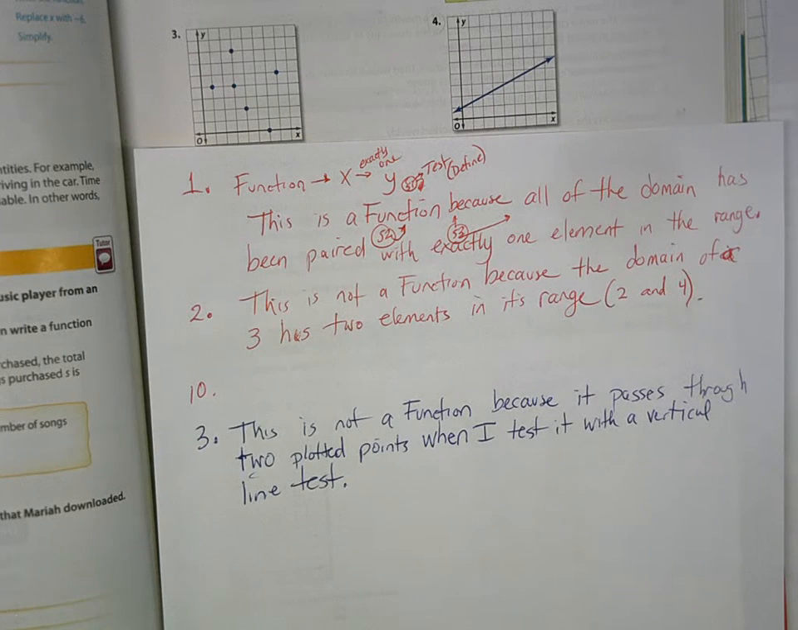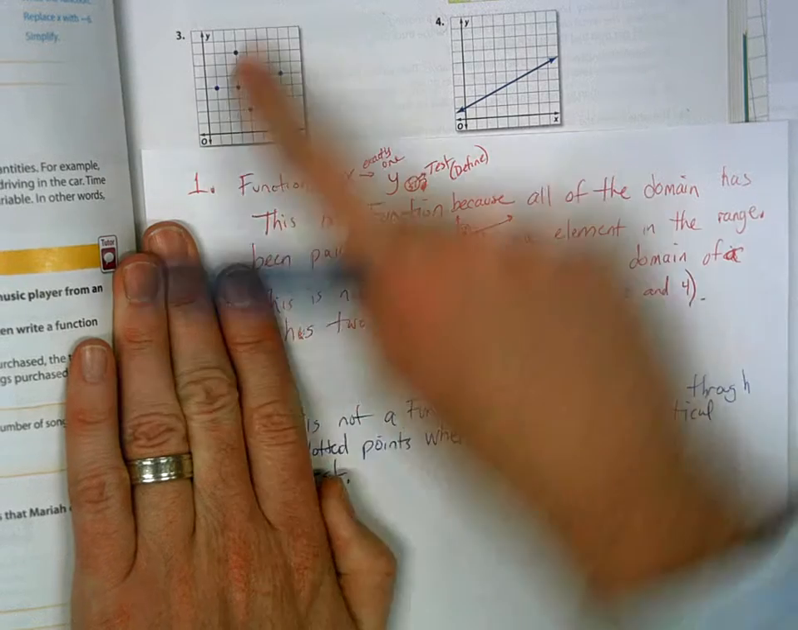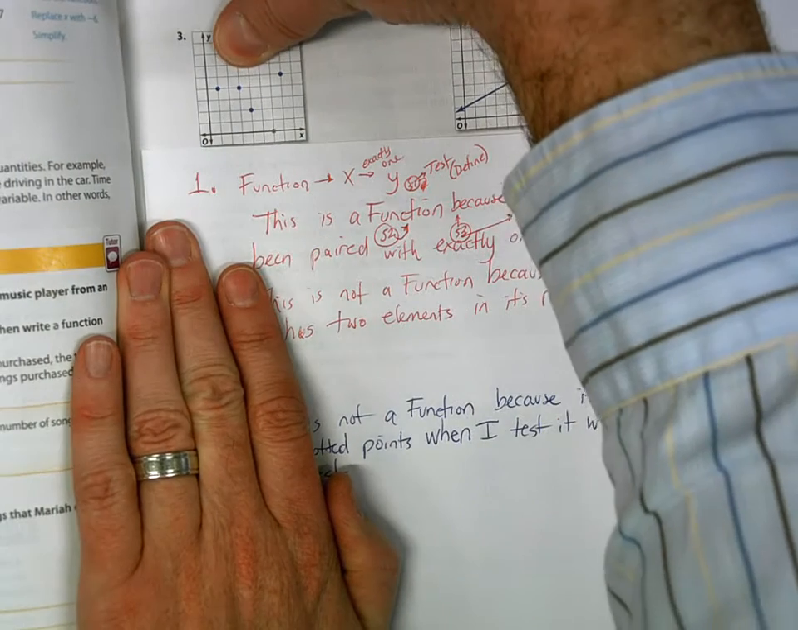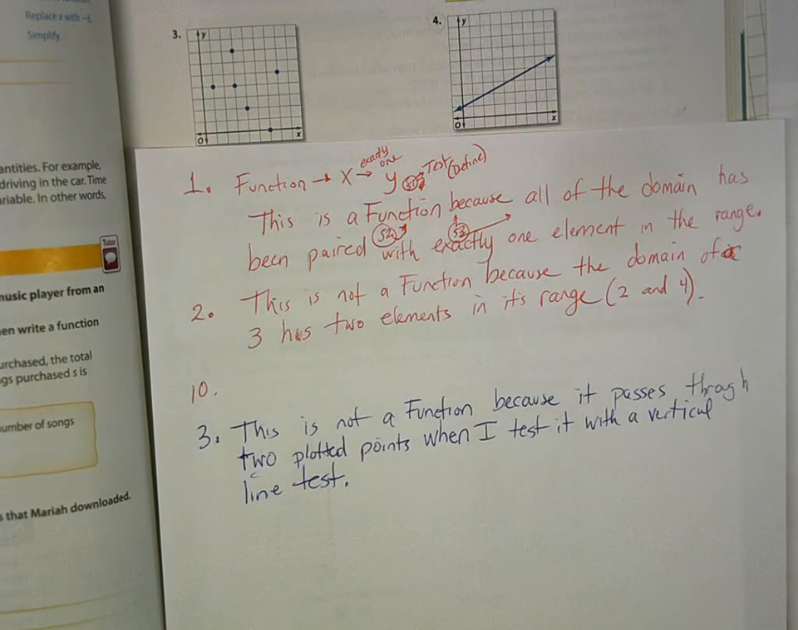So it doesn't matter when two y's are the same. If you take a look, these two y's are the same here, and that would be okay if that plotted point didn't exist.